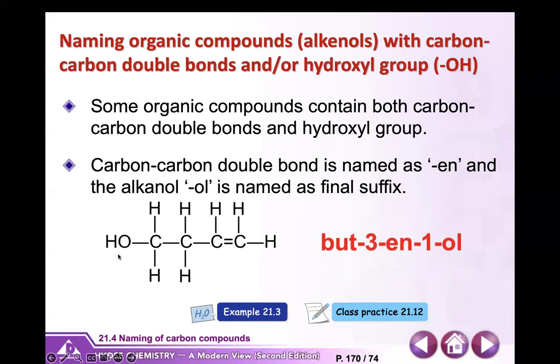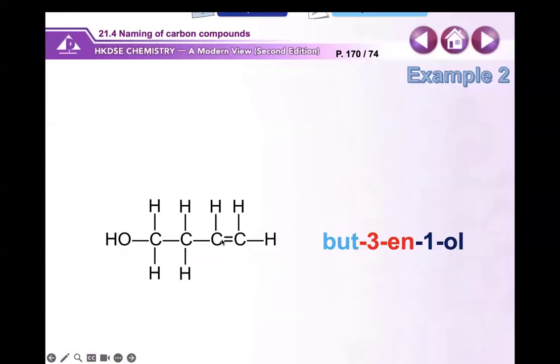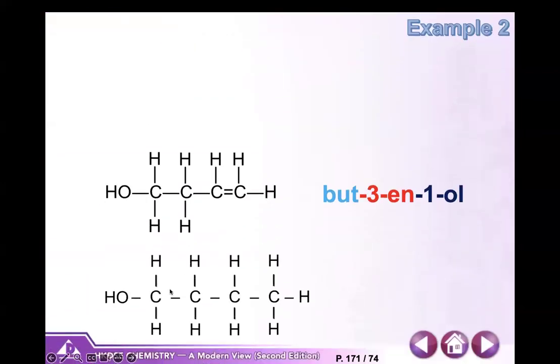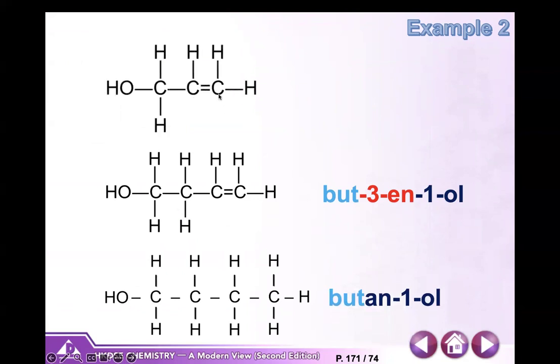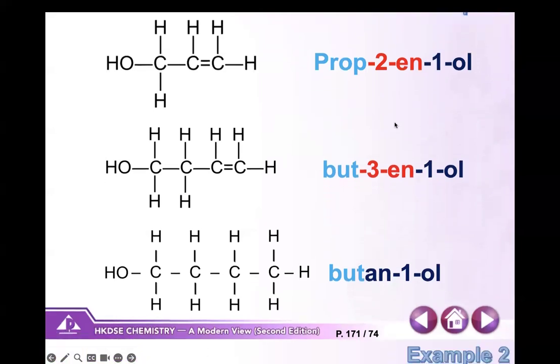Now, because the OH group here is the major functional group, we label it first as 1, while the C=C double bond will be labeled as 3. So for this one, it should be but-3-en-1-ol, and for the upper one, we will say it is prop-2-en-1-ol. So for enols, we need to label the positions of the functional groups correspondingly.